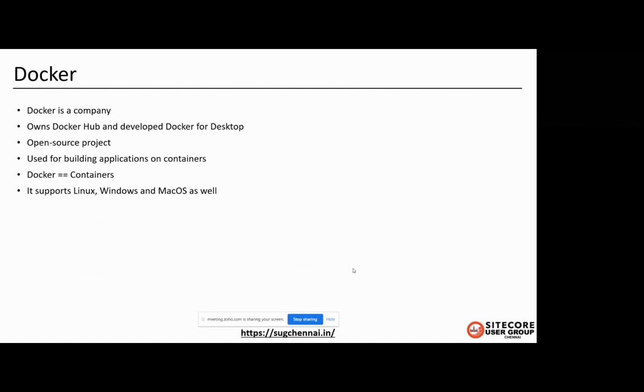Let's start with Docker. Actually, Docker is a company. They also own Docker Hub, which is the official registry of Docker, where all the images are available to download. They also develop the Docker Desktop tool. Using that tool, we will do our local development. We can say it's an open source project for building applications on containers. Docker has become synonymous with containers nowadays because it's been very successful. Docker was originally built for Linux, but now it runs on Windows and macOS as well.